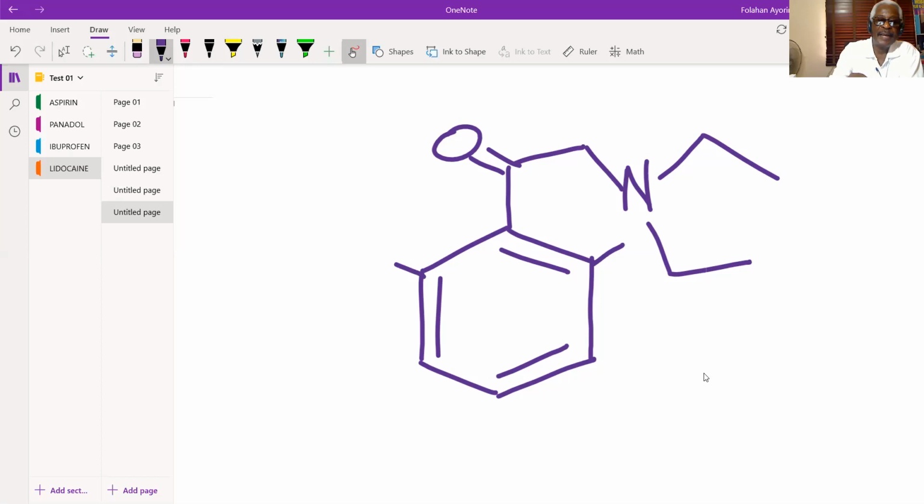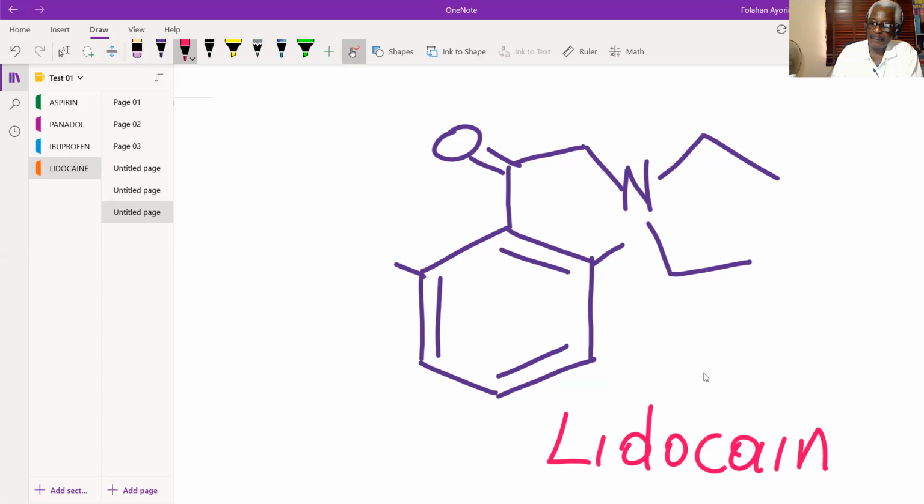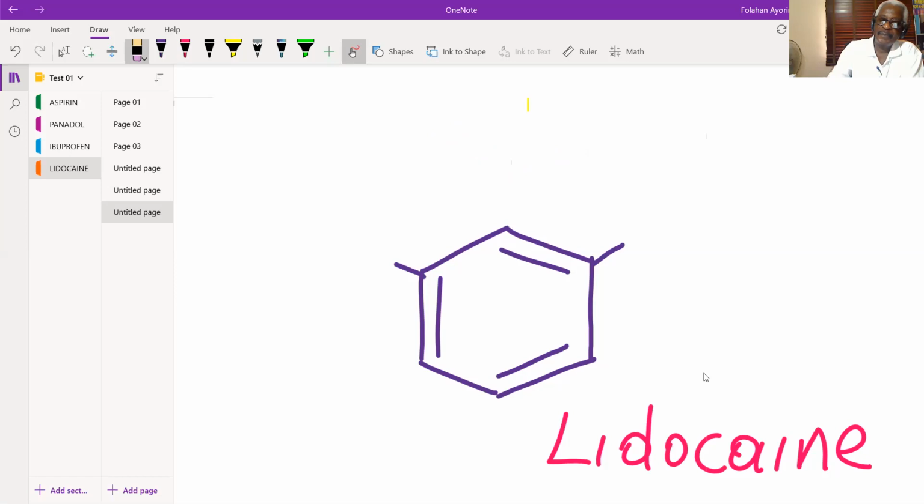This is the structure of lidocaine. Of course, you can see here, it does have a few functionalities. It has the, sorry about that, let me see here. Take this back.